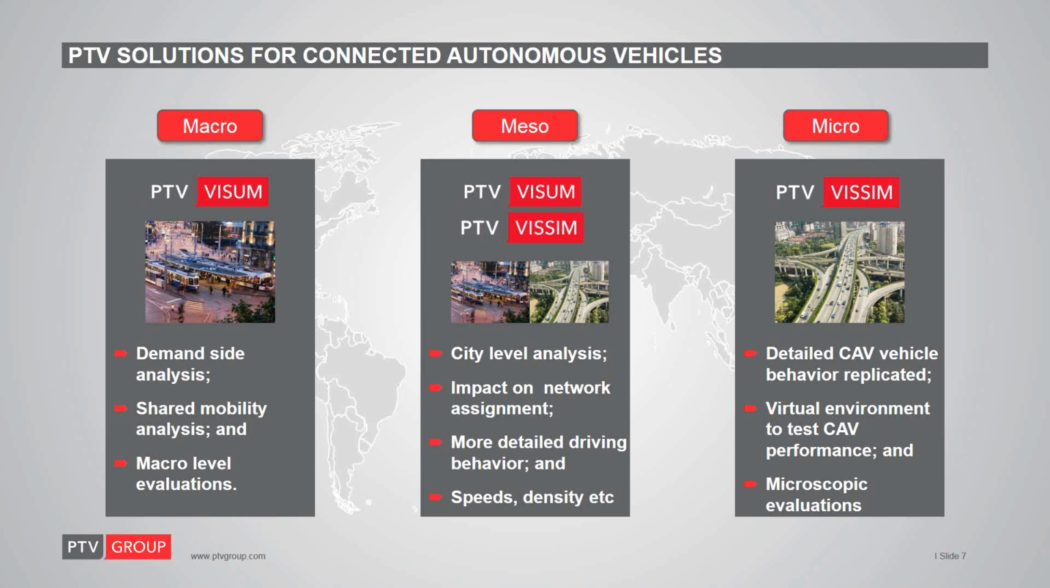At a mesoscopic level, concerning cities, what is the impact on the network assignment? We can use a simplified driving model and altered parameters to see whether vehicles choose alternative routes. So can capacity be maintained or increased with shorter standstill distances? And what will the overall travel patterns of a city be with an AV fleet?